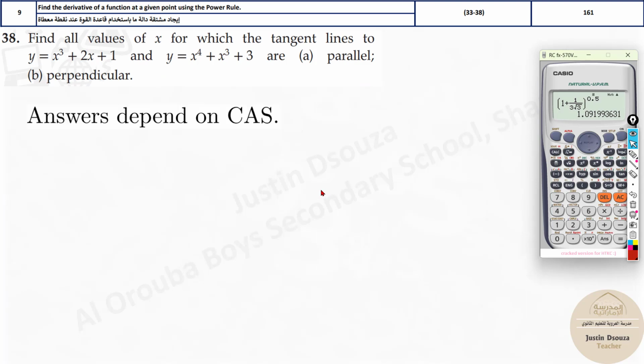And now they are asking us to find the tangent lines which are parallel and perpendicular. Now for this you need a graphing calculator or a software. So this should not be asked. Even in the solution, it can be very, very complicated. It's not very easy to solve this by a simple calculator, and a graphing calculator is not allowed for you guys. So that's why we can leave it.